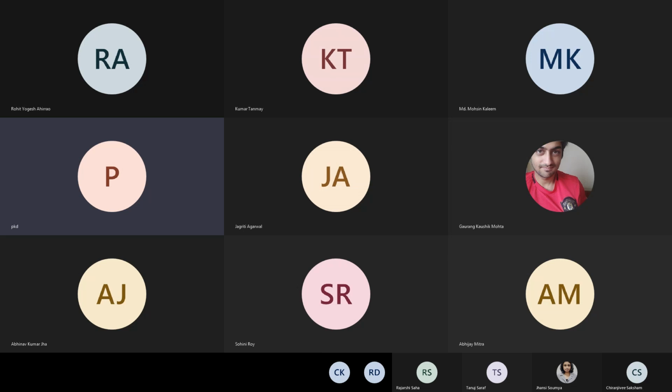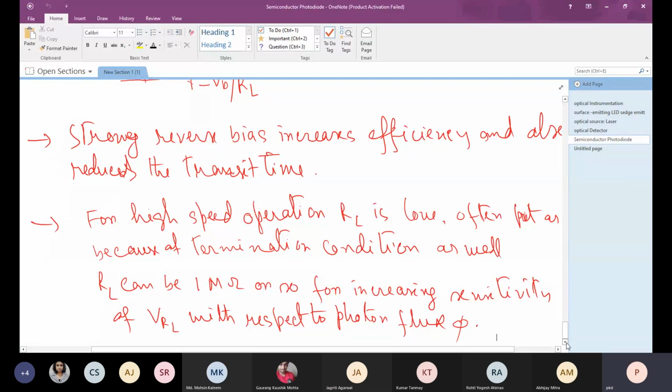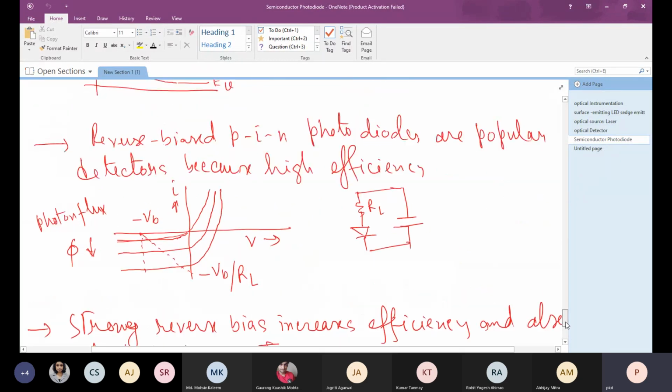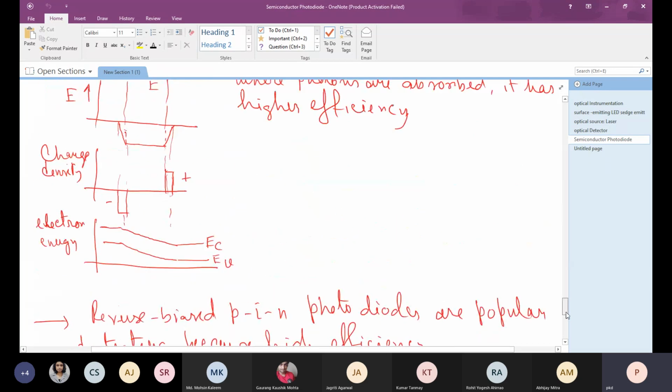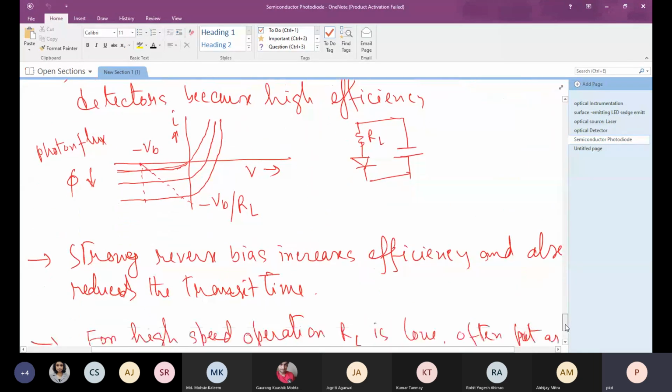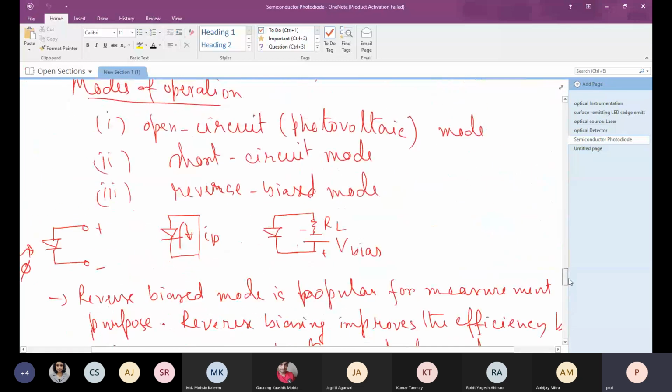Good morning, everybody. So we shall continue our discussion on photo detection a little bit further, though we will not discuss it in detail. Last day we discussed PN and PIN photodiodes for photo detection, and there are various modes of detection, that is photovoltaic mode, short circuit mode, photocurrent mode, and reverse bias mode. Out of these, the most popular for instrumentation purposes is the reverse bias mode.